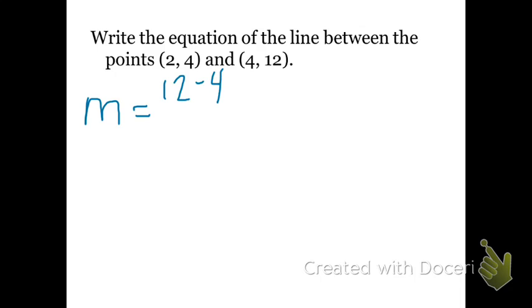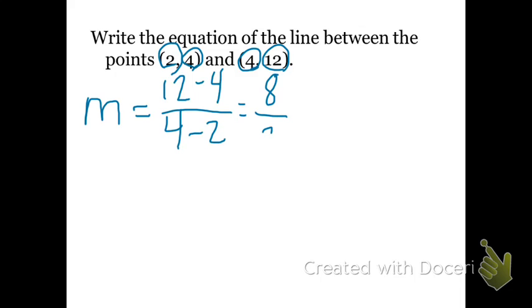So, we're going to do the change in y: 12 minus 4 over 4 minus 2. When we simplify this, 12 minus 4 is 8, 4 minus 2 is 2, and we get a slope of 4. Now, plug in what you know. We know m is 4, so we have y equals 4x plus b.